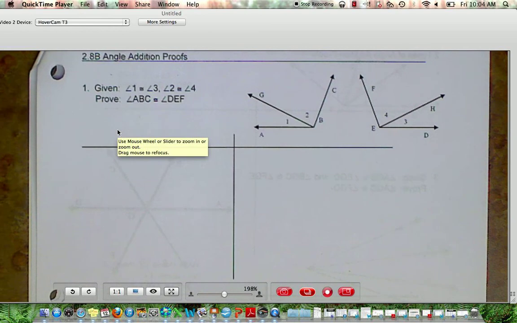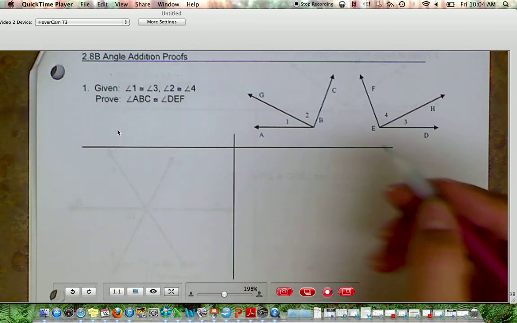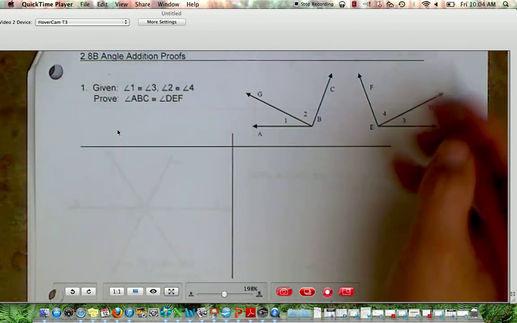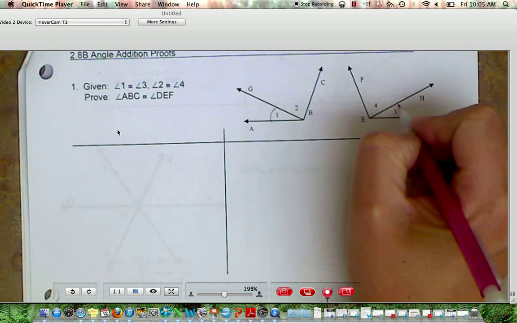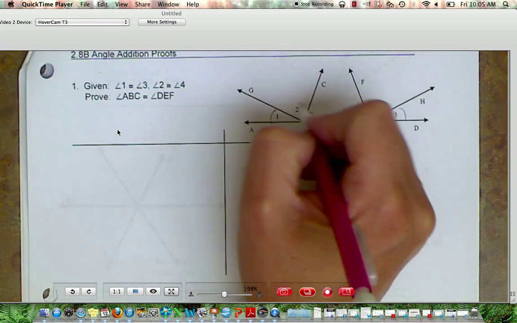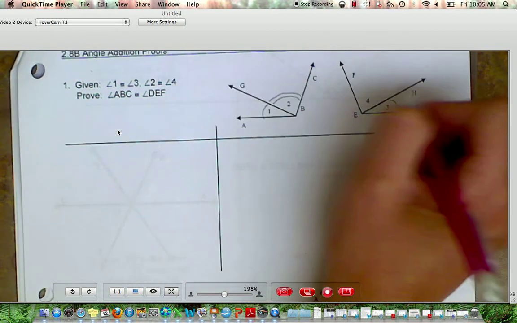Today we're going to start with angle addition proofs, which can be some of the most challenging proofs simply because it's the first time we've ever done it. So the first thing I would encourage you to do always is to label your diagram. So we have angle 1 is congruent to angle 3, so we mark those congruent, and angle 2 is congruent to angle 4, so we mark those congruent.